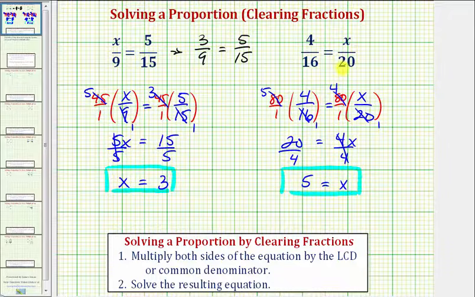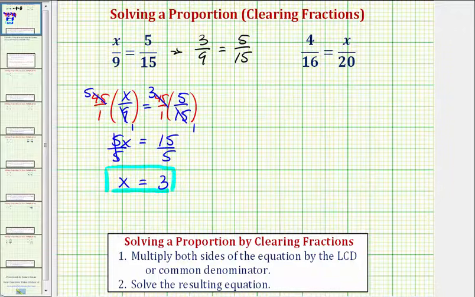Now again, for this proportion, let's assume we had a hard time determining the least common denominator. Let's solve this again by just multiplying by a common denominator. One way to find a common denominator would be to just multiply the denominators together. 16 times 20 is equal to 320, so we could solve this proportion by multiplying both sides of the equation by 320. Let's go ahead and show this.